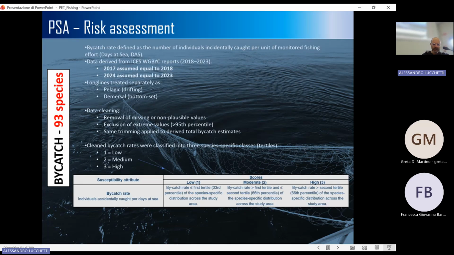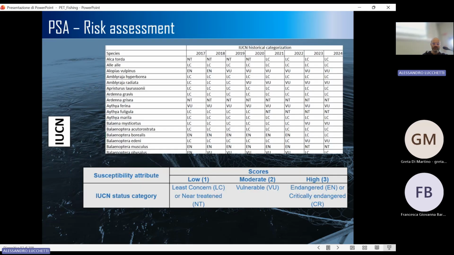Okay, for the bycatch, again, if you have the bycatch rates, obviously this is a good indicator of the presence of that species in an area and of the probability of catching a species with a specific gear. And then you can rank also these type of data attributes, the bycatch rate.